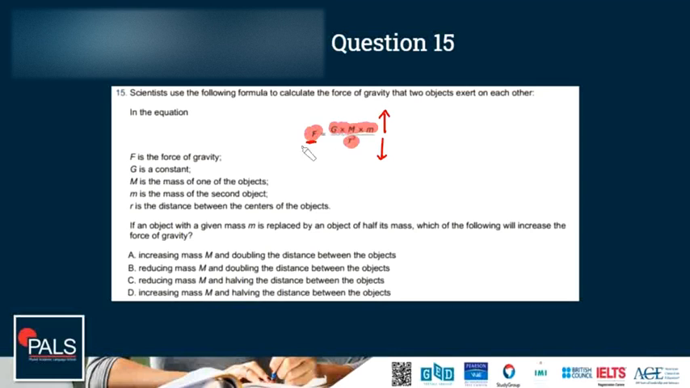And the only answer that does this is increasing mass M. Again, why that? Because mass M is up here. Making that bigger will give us a bigger F. And halving the distance between the two objects, again, r is related to the distance between the centers of the two objects. So if we halve r, that means it becomes smaller. Making the denominator smaller will give us a bigger F. So that will cause F to go up if we increase this and decrease the denominator. So the correct answer is D.